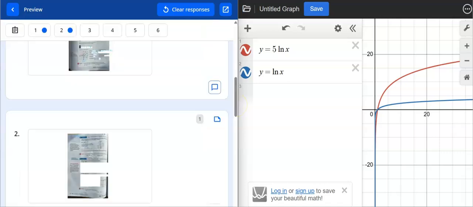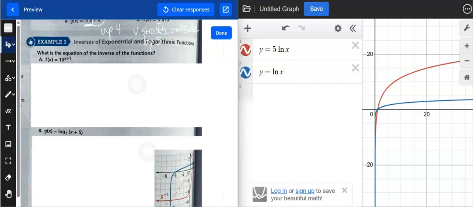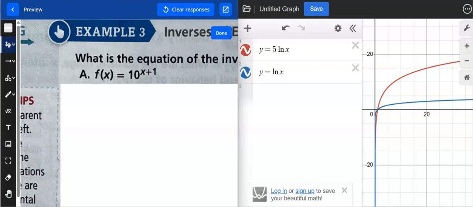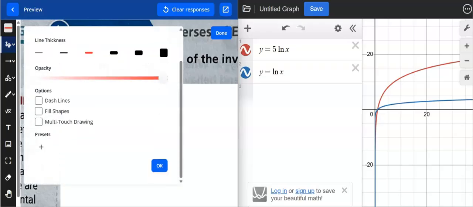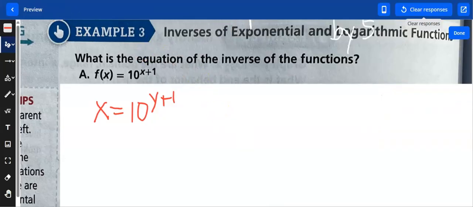So, example 3. What is the equation of the inverse? Okay, so last thing you need to write, what's the first step in finding an inverse? Switch what? So please, in your notes, write this down before we walk out the door. Now you can go. Then y. Now we need to solve for y. What are we going to do? Logs. Thank you very much.